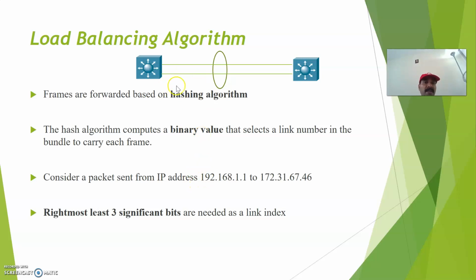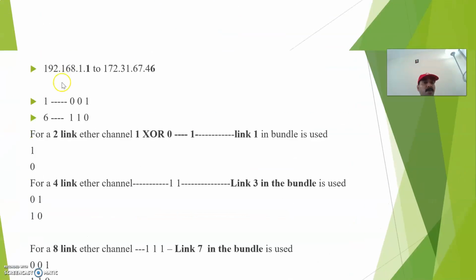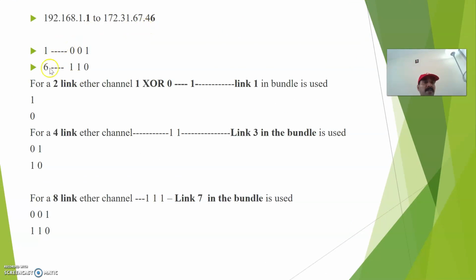Consider a packet sent from source to destination. Source IP is 192.168.1.12. Destination is 172.31.67.46. Let us take the last bits; it always takes the rightmost three significant bits, right? So the last octet digits are 1 and 6. Let us convert into binary. So 1 is 001 and 6 is 110. Now we have to do an XOR operation.